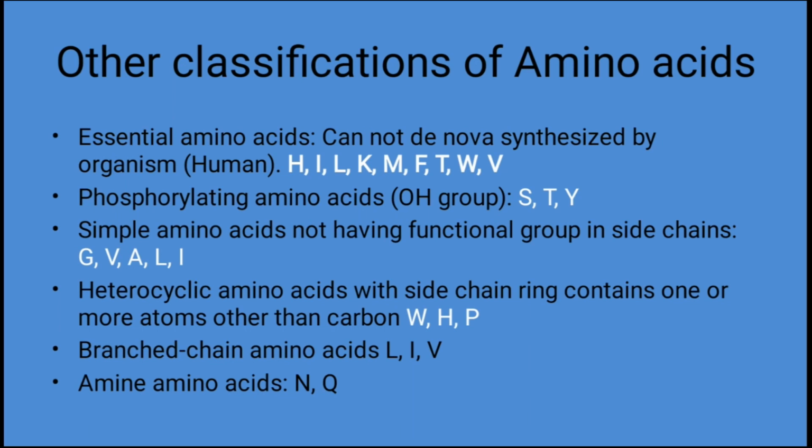The heterocyclic amino acids are tryptophan, histidine and proline. Branched chain amino acids are leucine, isoleucine and valine, and amine containing amino acids are asparagine and glutamine. So these are all some other special classifications of amino acids.